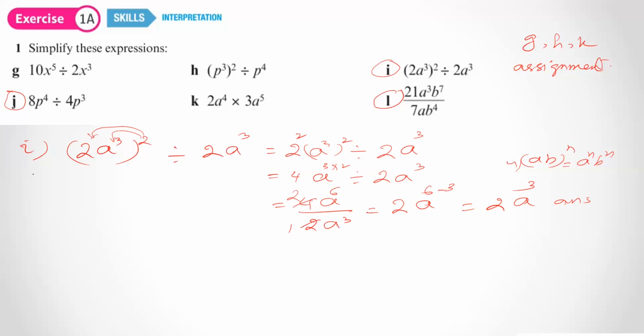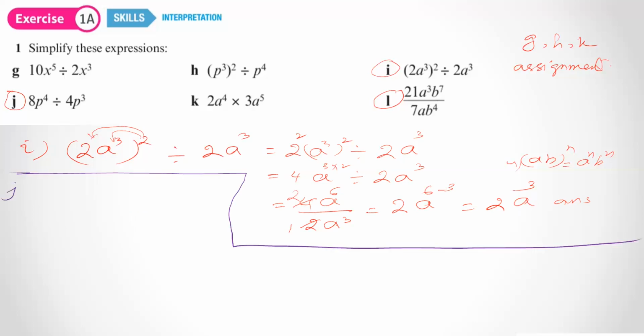Now question J. Question J says 8p power 4 divided by 4p power 3. Okay. So now you have 8p power 4 over 4p power 3. Okay. Now 4 times 1 is 4. 4 times 2 is 8. Similarly, 2 will be the coefficient, and p power 4 minus 3, which will be 2p power 1 or only 2p. This will be the answer for J.